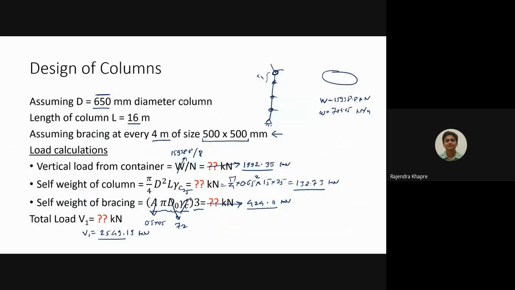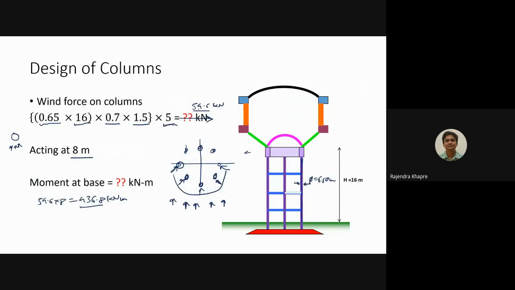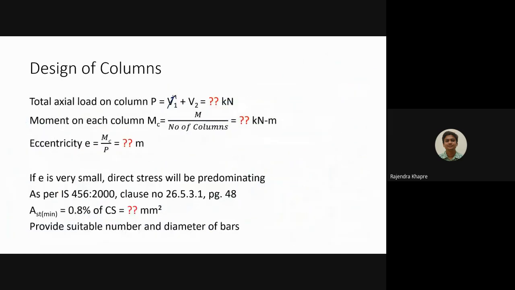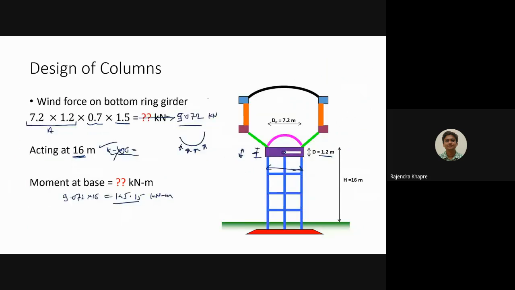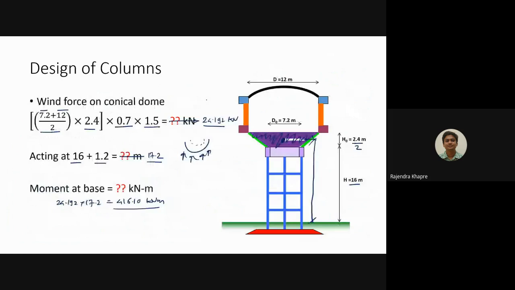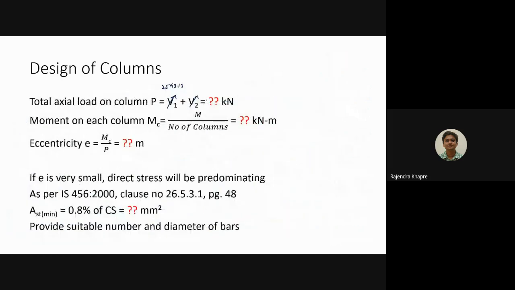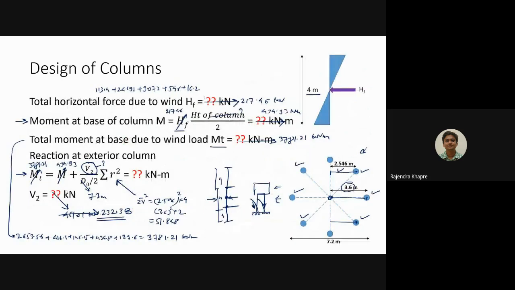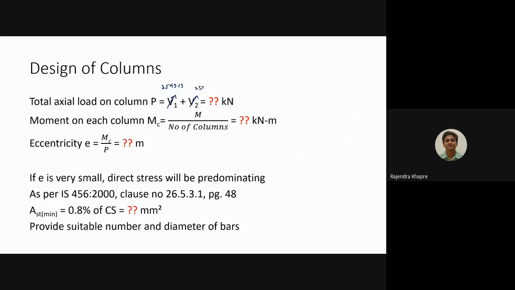This is 2549.19. 2549.19 यही था ना. Yes, and V2 just now you have calculated, so its value is something like 232.38, almost 10% of the load.